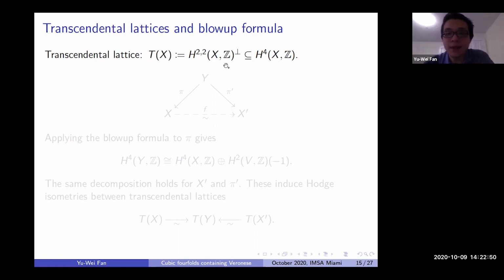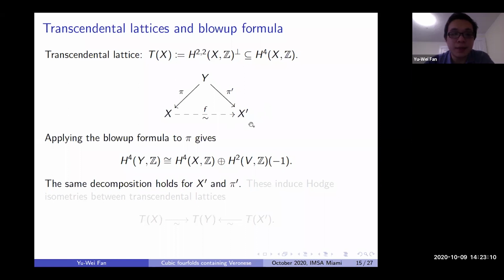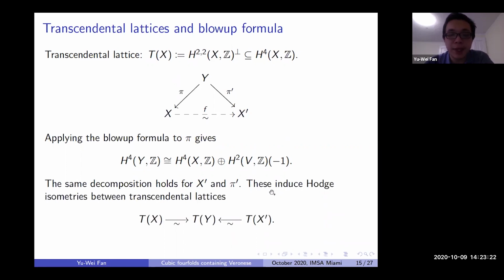Okay? And so we have this diagram connecting X and X prime. These are blowups along the Veronese surface in X. There's a Veronese V in X and a V prime in X prime. And so we can apply the blowup formula for cohomology and have this kind of decomposition. And this will allow us to identify the Hodge structure on the transcendental lattice of X and X prime through this blowup. Okay.